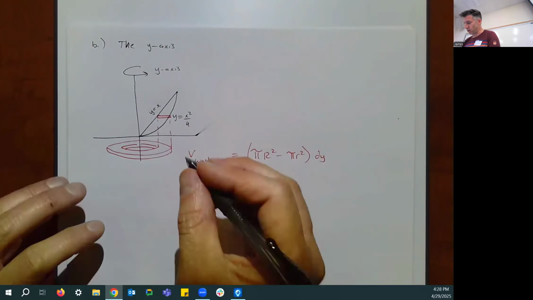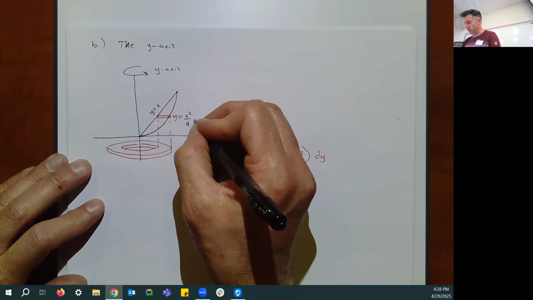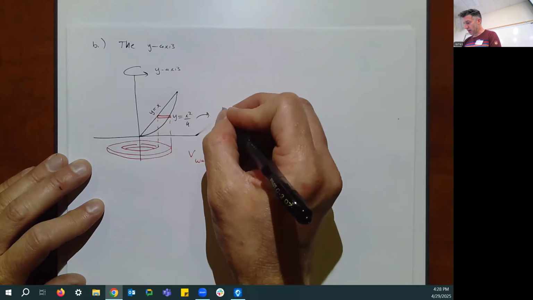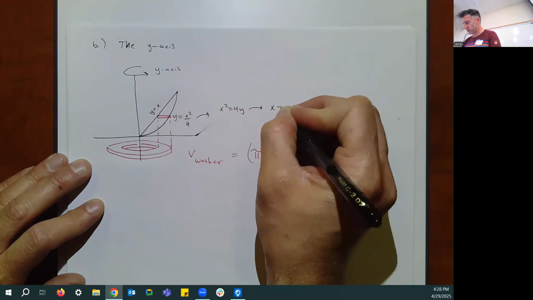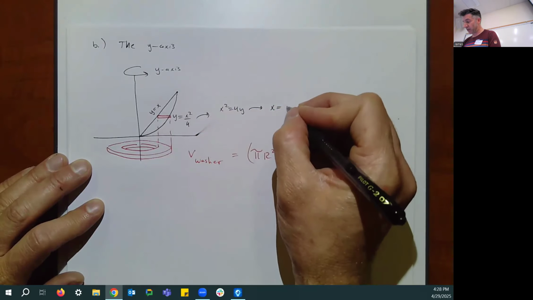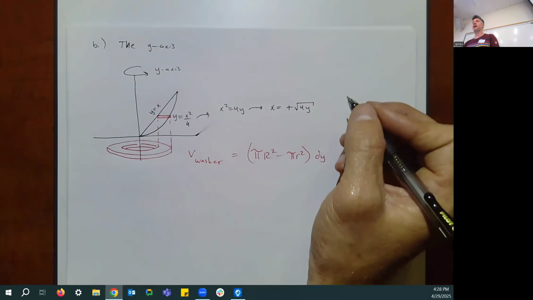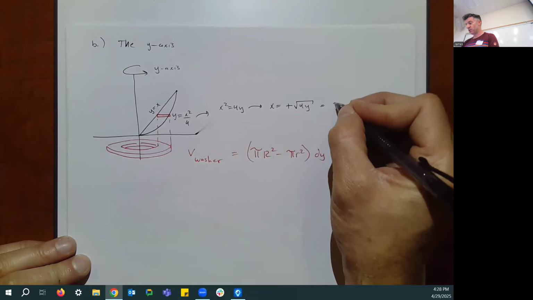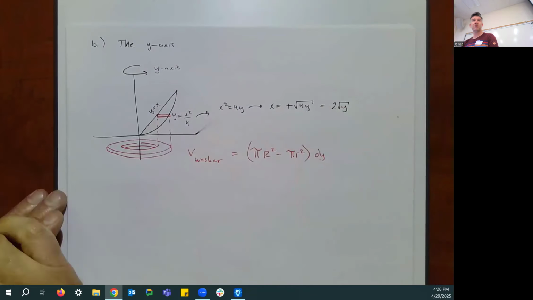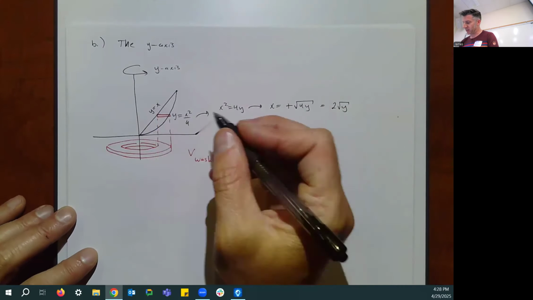In this case, we have to rewrite the functions, right? Y equals x squared over 4 becomes x squared equals 4y, which becomes x equals, it's on the positive side for x, so the positive square root of 4y, which is 2 root y. That seems like the smart way to go. And y equals x is x equals y, so that's not a big deal.